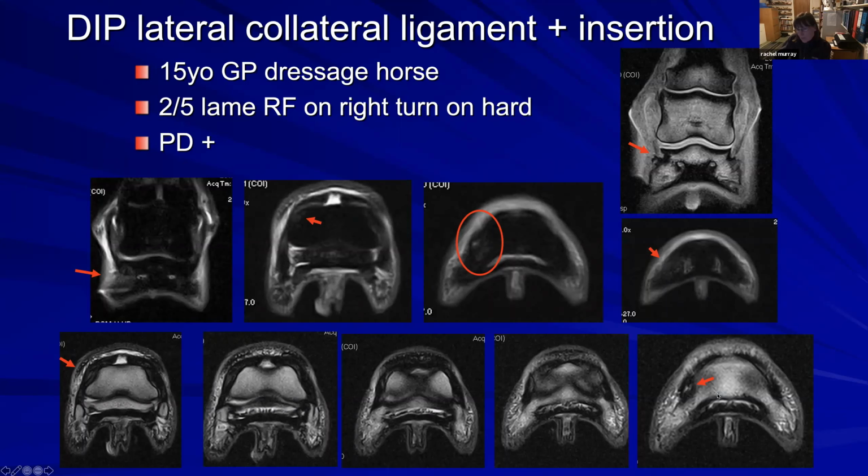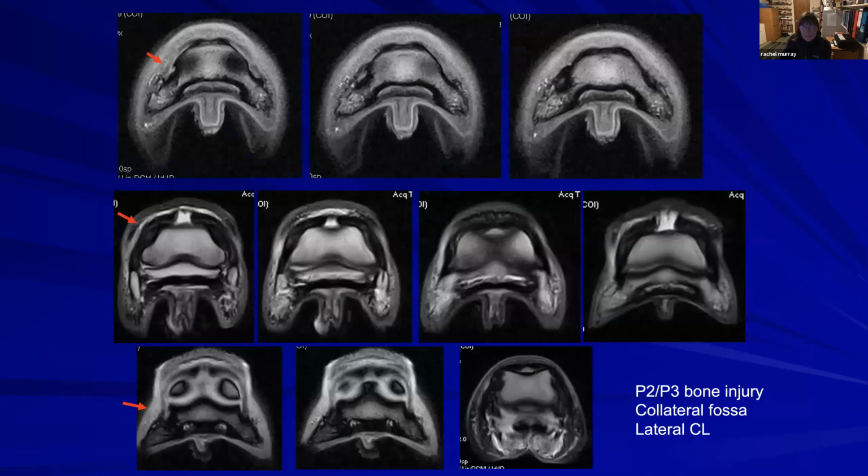And at the insertion, we've got what appears to be loss of ligament fibers and disruption of the bone-ligament interface. And we can see this here on the transverse T1 images, which show significant distortion and damage at the insertion and damage through the ligament structure itself. So we've got middle and distal phalanx bone injury, pathology in the collateral fossa, and damage to the lateral collateral ligament.